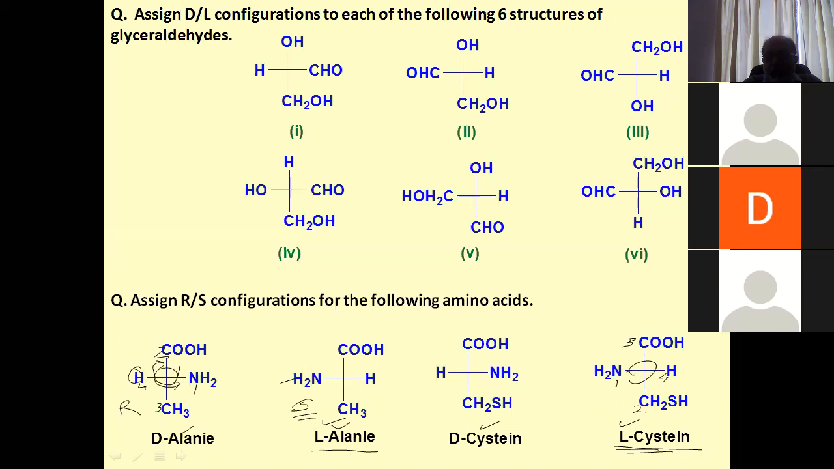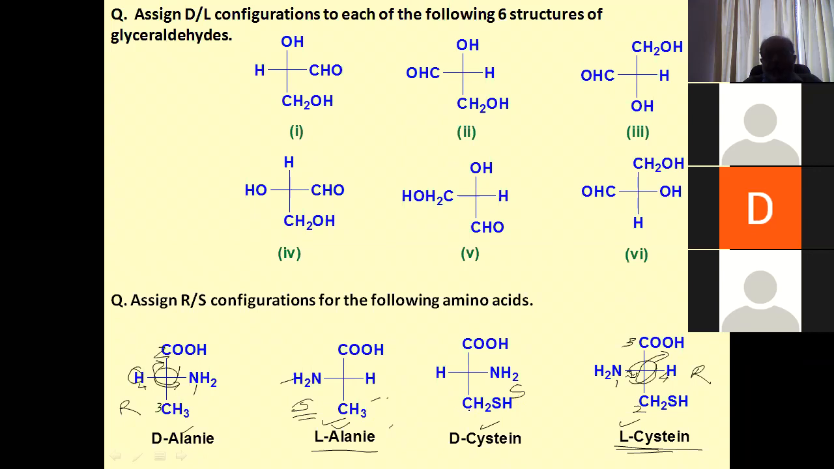Anti-clockwise. So actual molecule will be what? R. Actual molecule is R. So that means this one is S. This L-cysteine is S. Now you see, why is D and L still being continued with natural molecules?